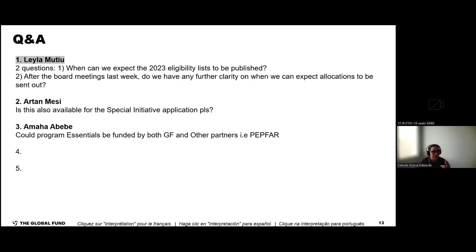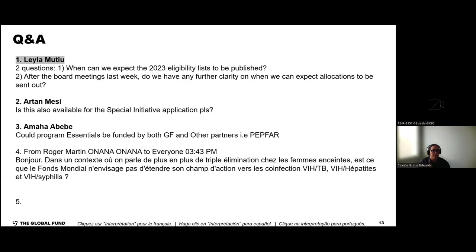Yes, I'm seeing the third question from Amaha. Could program essentials be funded by both Global Fund and other partners? Yes, definitely. They can be funded via other means, PEPFAR, USAID, or other funders, definitely.